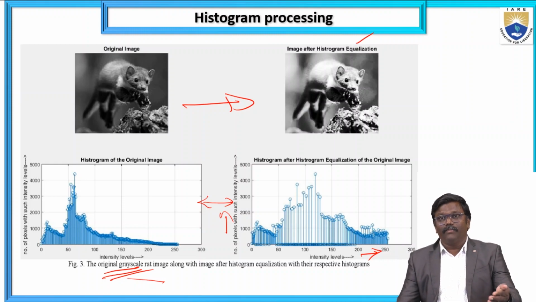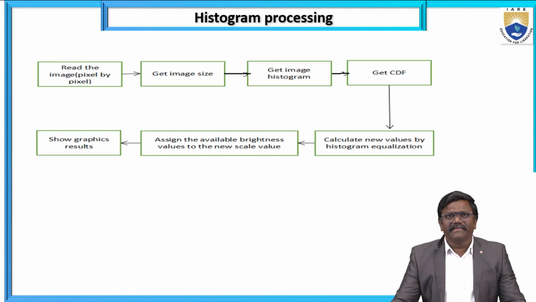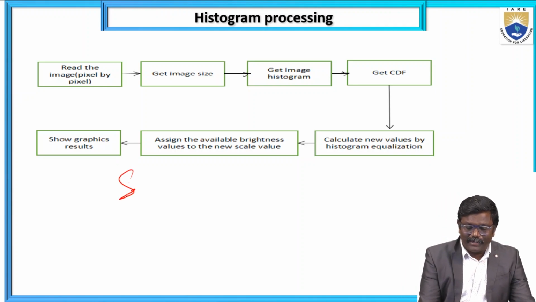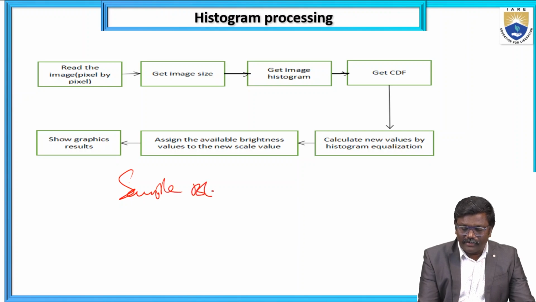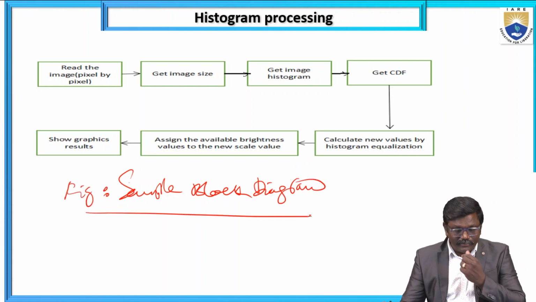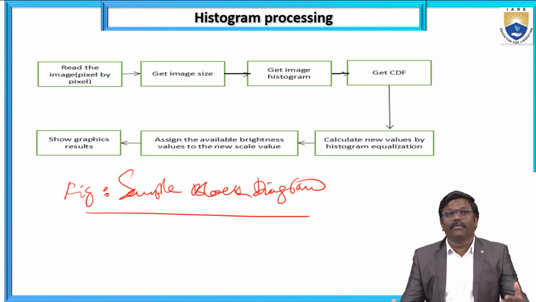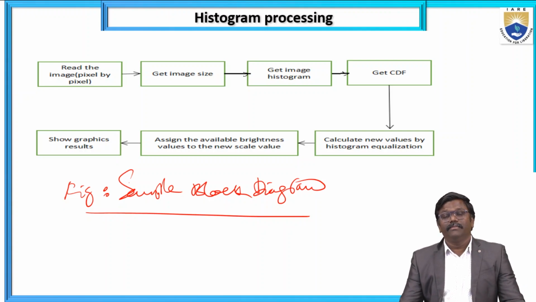Okay, so that is one more example which we can understand from here. Next, I wanted to extend this histogram processing, which we want to implement for different types of application. For that implementation, we simply follow a sample block diagram. Understandable? This figure is considered under the sample block diagram. This sample block diagram helps us implement histogram processing by applying histogram equalization.